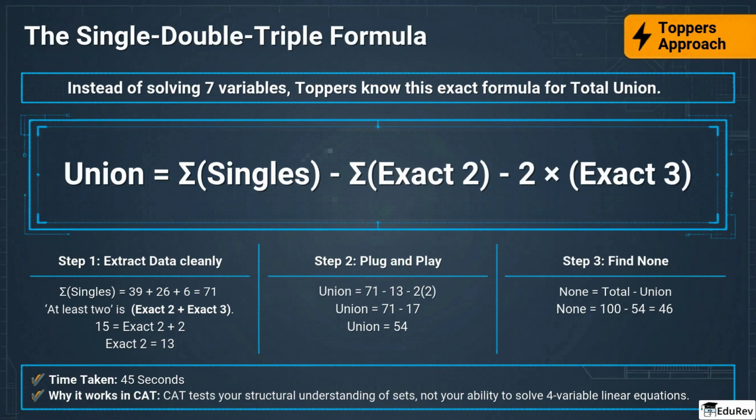Once the union is known, the none group is just the remainder from the total population. This is the real exam skill here. Move from messy data to the few counts that actually matter.